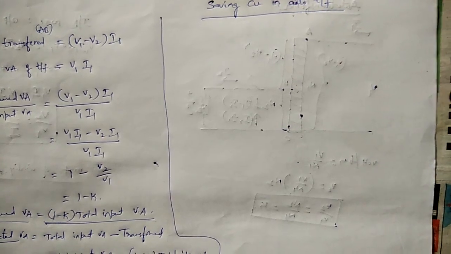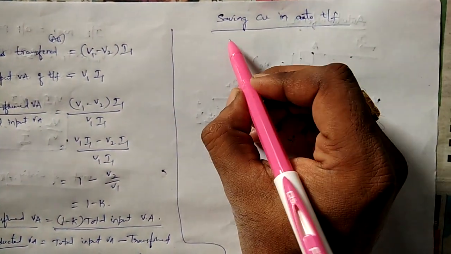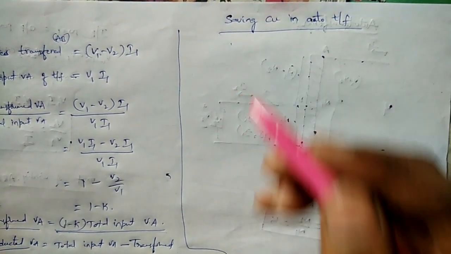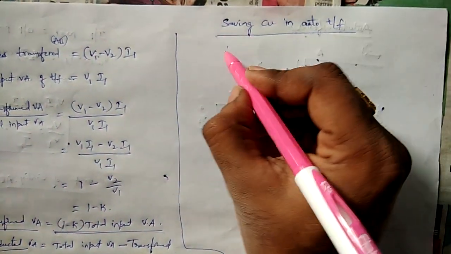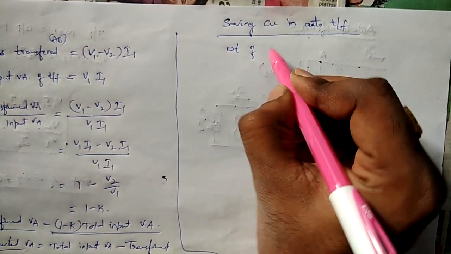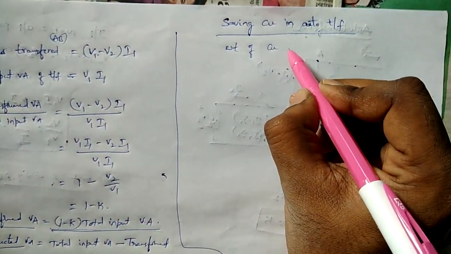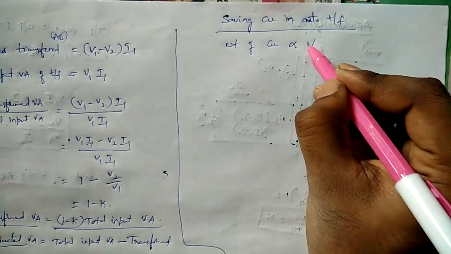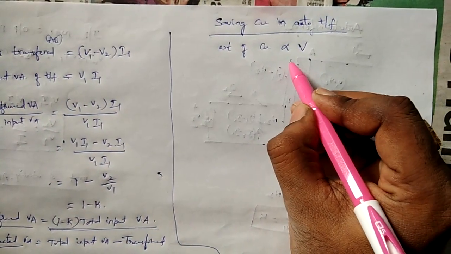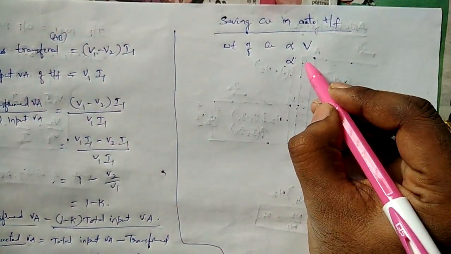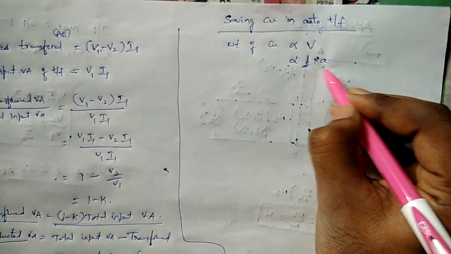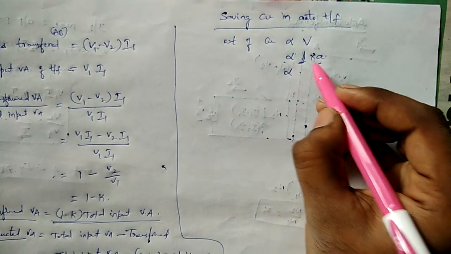So we have to calculate the saving, that means the weight of copper material you have to save. Weight of copper material is proportional to volume. If volume is more, weight is more. Volume is again proportional to length into area, right? Volume is equal to length into area.